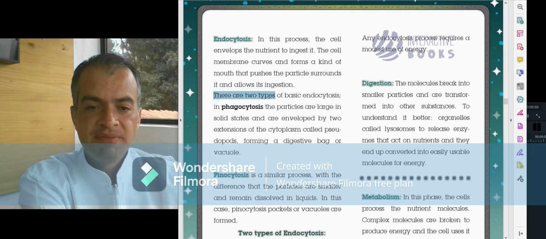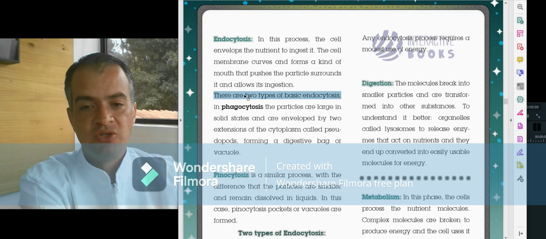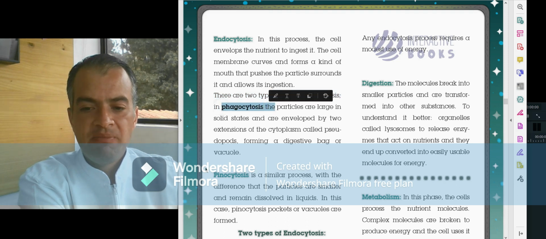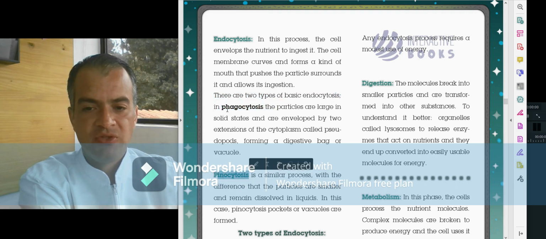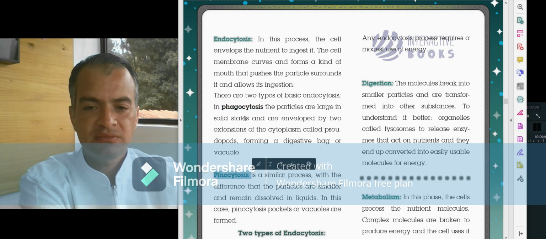There are two types of basic endocytosis. Entonces, ahora, endocitosis, hay dos tipos de endocitosis. Entonces, hay dos tipos de endocitosis básicas: phagocytosis and pinocytosis. Entonces, la fagocitosis y la pinocitosis.